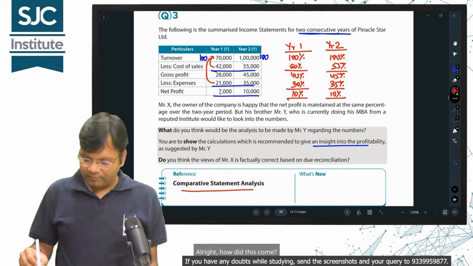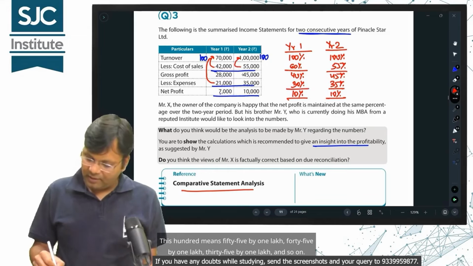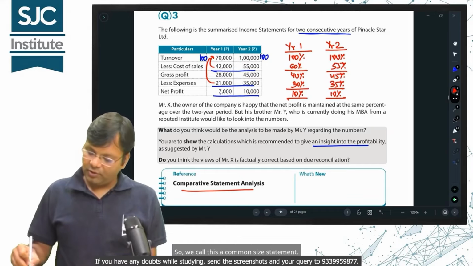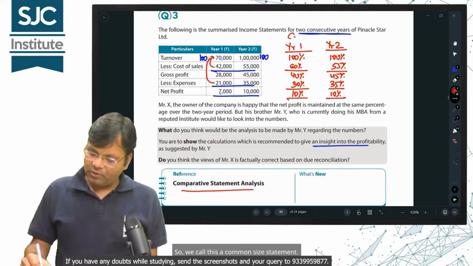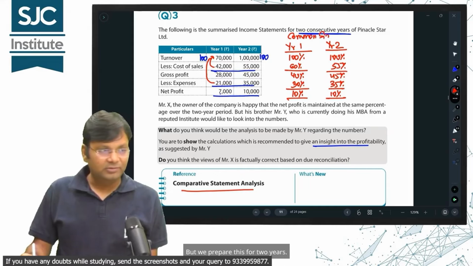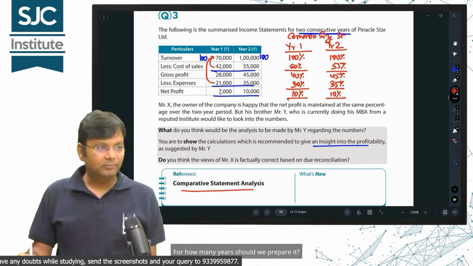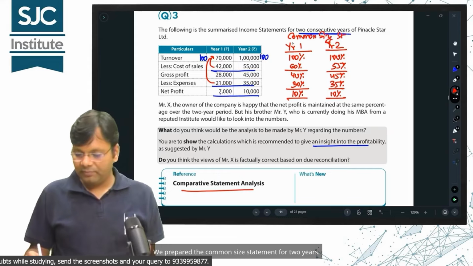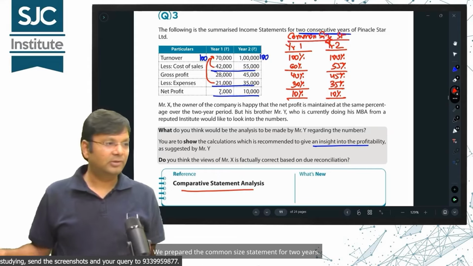Alright, how did this come? This 100 means 55 by 1 lakh, 45 by 1 lakh, 35 by 1 lakh, and so on. So, we call this a common size statement. What do we call it? A common size statement. But we prepared this for 2 years. We prepared the common size statement for 2 years.